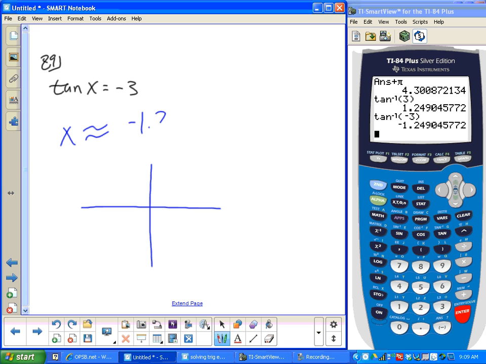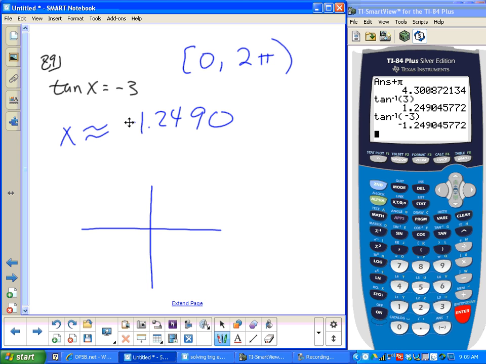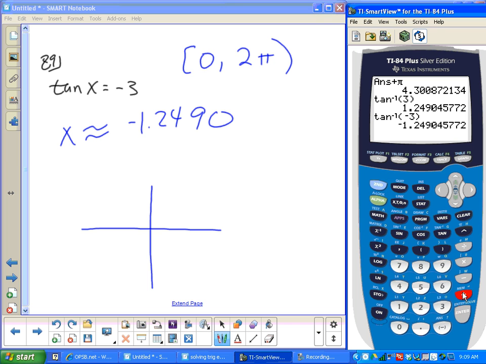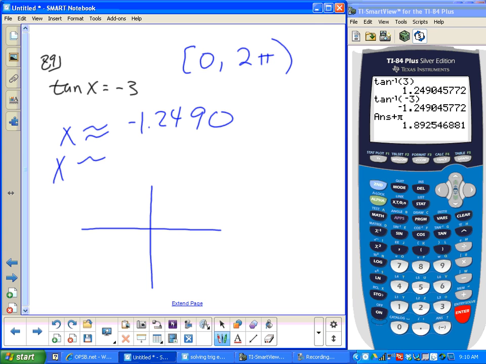Now that's a real big issue right there, because the directions say that we've got to find answers in between 0 and 2 pi. And if it's a negative number, it's definitely not in between 0 and 2 pi. So what can I do with that then? Add pi, okay, because the period for tangent is pi. So let's add pi to that. Okay, so here we go. Now that's a good answer. So 1.8925. Okay, now where is tangent negative? Second and fourth. Okay, so we got one answer in the second, and then the answer in the fourth is just reflected across.